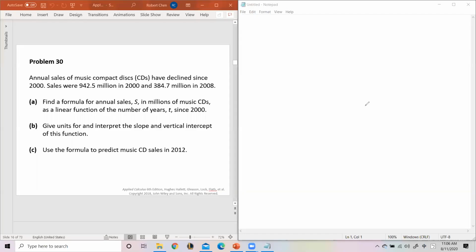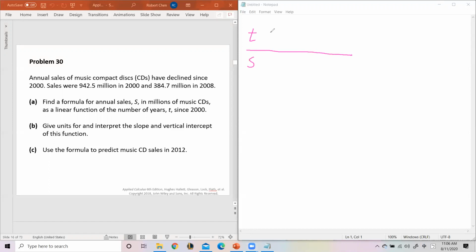All right, let's look at our last example. Problem 30. Annual sales of music compact discs, or CDs, have declined since 2000. Sales were 942.5 million in 2000 and 384.7 million in 2008. First, find a formula for annual sales S in millions of CDs as a linear function of the number of years T since 2000. Okay, so let's make a table. We have T and S.